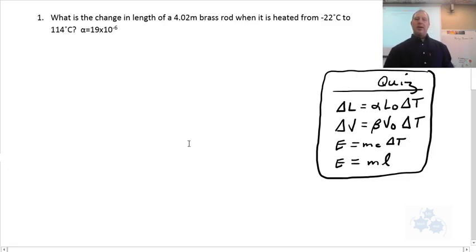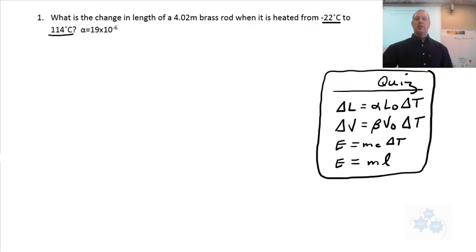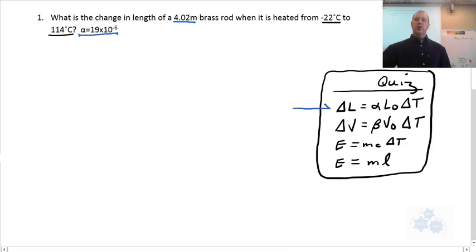And so with this practice quiz, number one says, what is the change in length of a 4.02 meter brass rod when it is heated from negative 22 degrees to 114 degrees Celsius? So what we're given here is the length, and we're given a temperature change, and we're also given alpha. And this is the constant that we're going to use for the linear expansion. So you're going to use this equation, okay? And you're going to fill in all those values to calculate delta L.